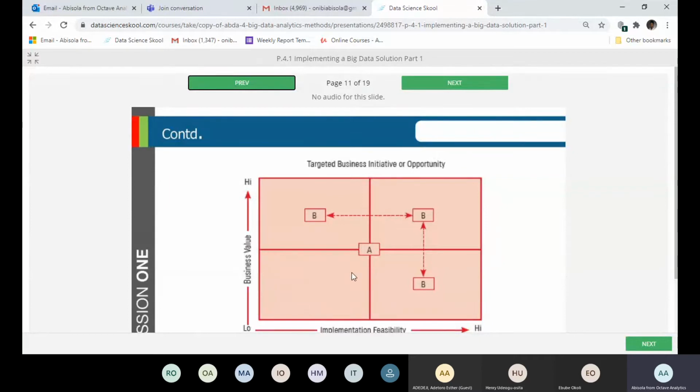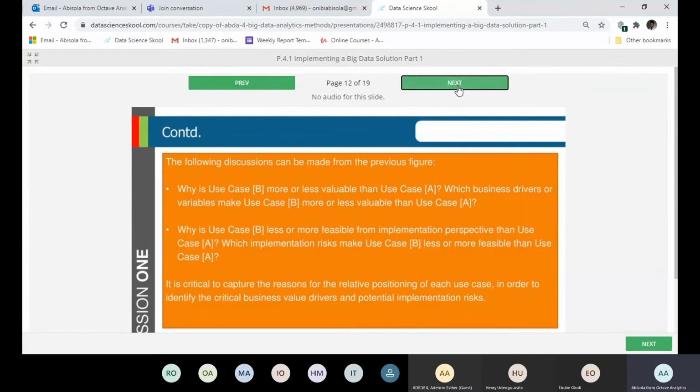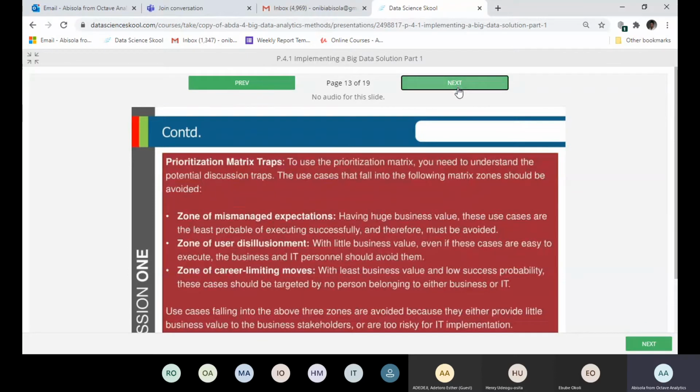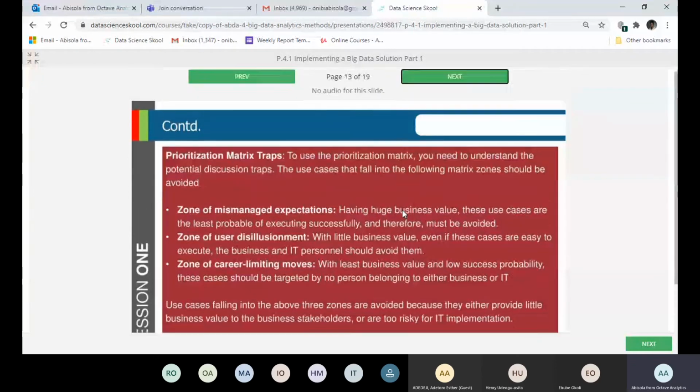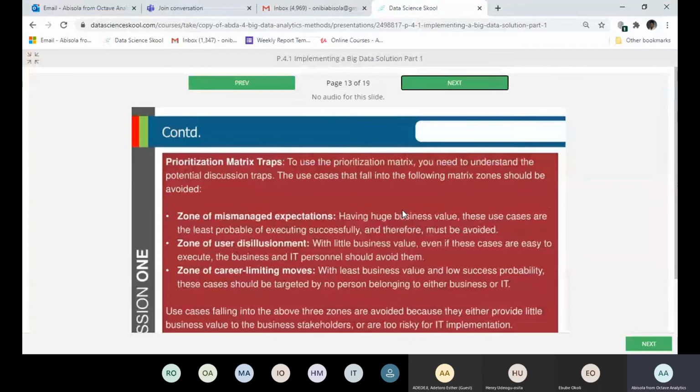So those are the three zones or traps that use cases could fall into, and these use cases should be avoided because they're either providing little business value to the business stakeholders, or are too much for the IT to implement, or are not doing any. So they should be avoided.